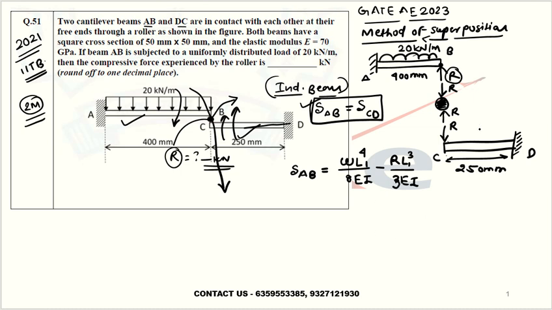Now I will come to this beam, which is again a cantilever beam. Deflection for CD will be again a cantilever beam having a point load at the end, so it becomes R L cube divided by 3 EI, right? I hope it is yes.